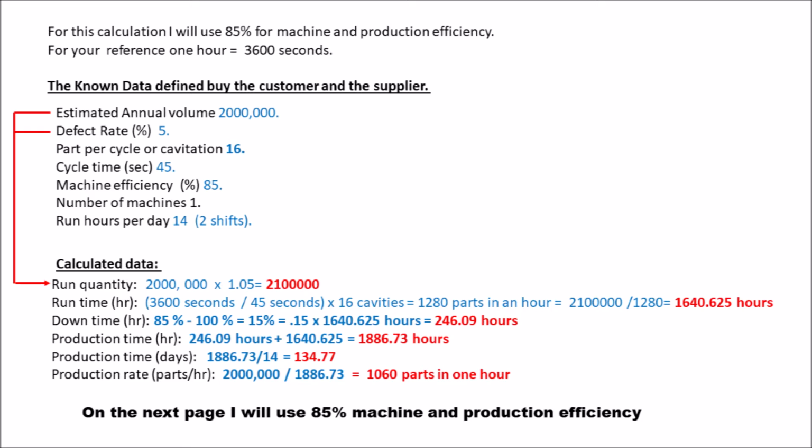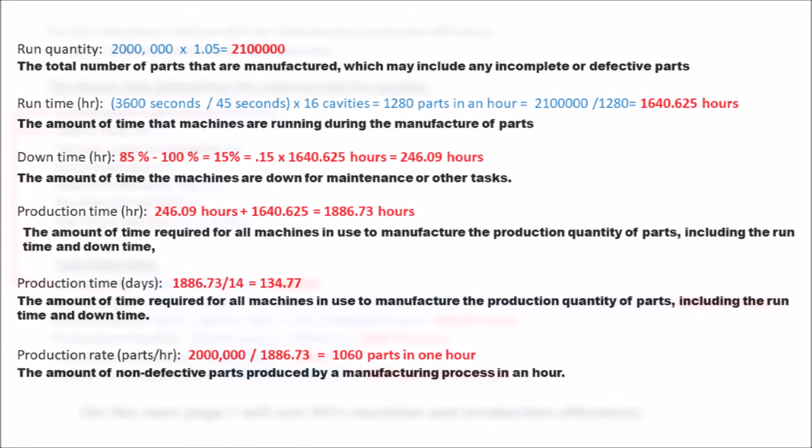These are the known data defined by the customer and the supplier. Estimated annual volume 2 million parts. Defect rate 5%. Parts per cycle, or cavitation, 16. Cycle time 45 seconds. Machine efficiency 85%. Number of machines 1. Run hours per day 14. The calculated data are as follows.